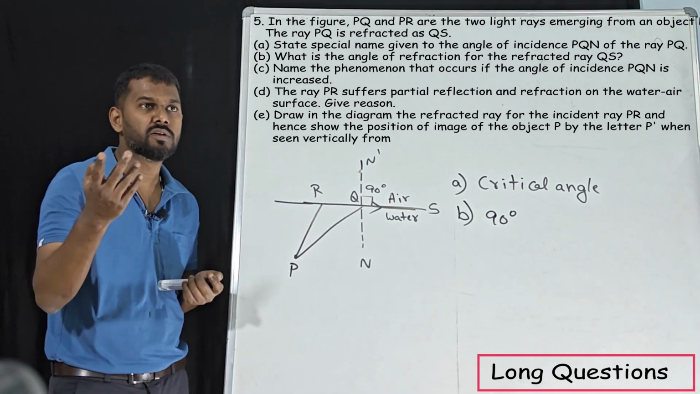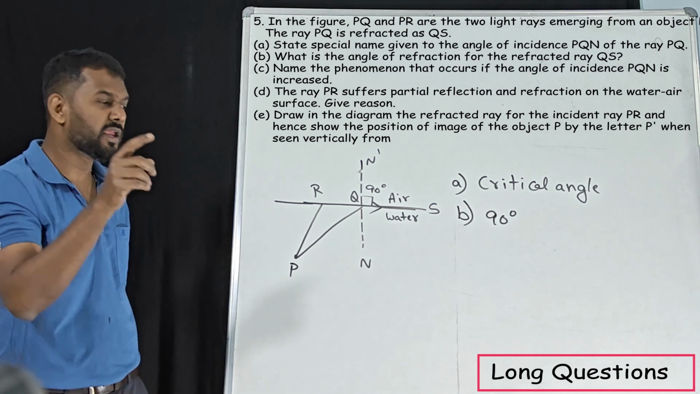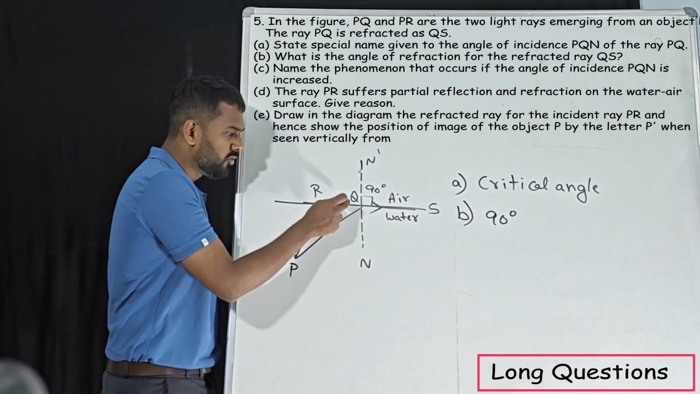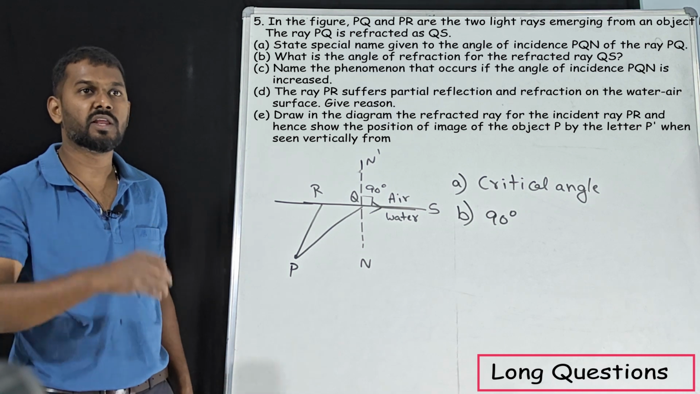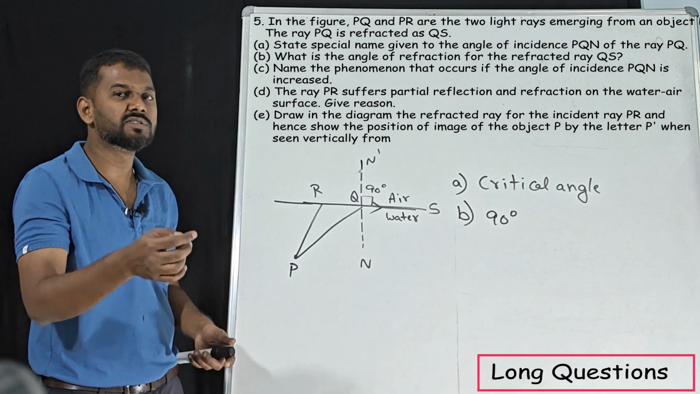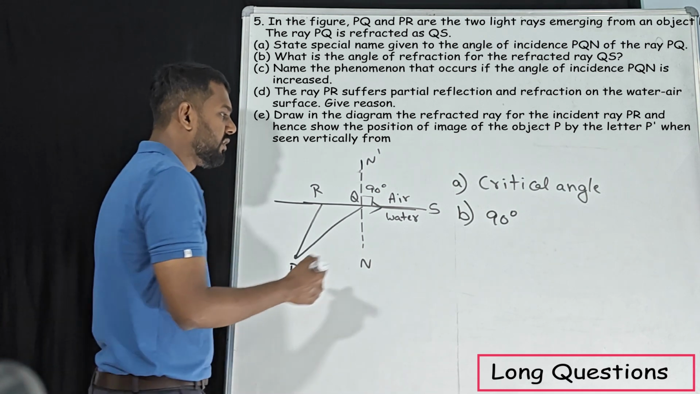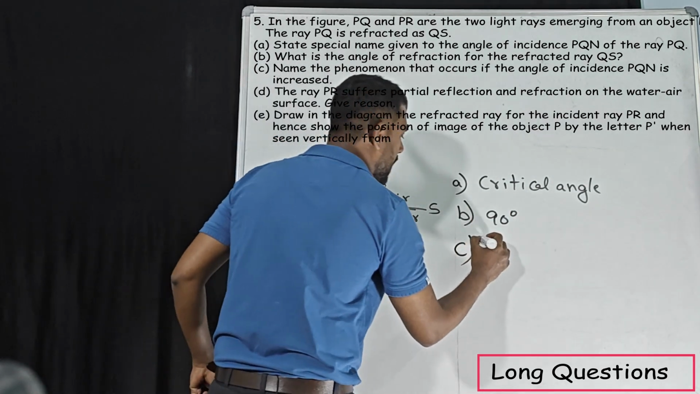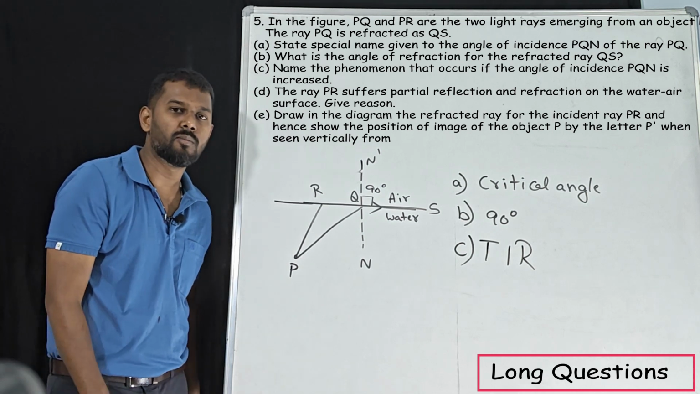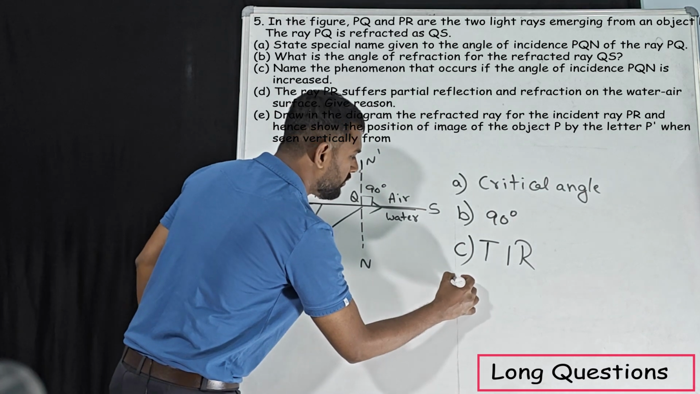Third one, name the phenomenon that occurs if the angle of incidence PQN is increased. We got to know PQN is the critical angle. So they are specifying that if the angle of incidence is greater than the critical angle, what happens? It undergoes total internal reflection. Name the phenomenon: total internal reflection. In the exam, if you write TIR, then you will not get marks. Then we'll go for question D.